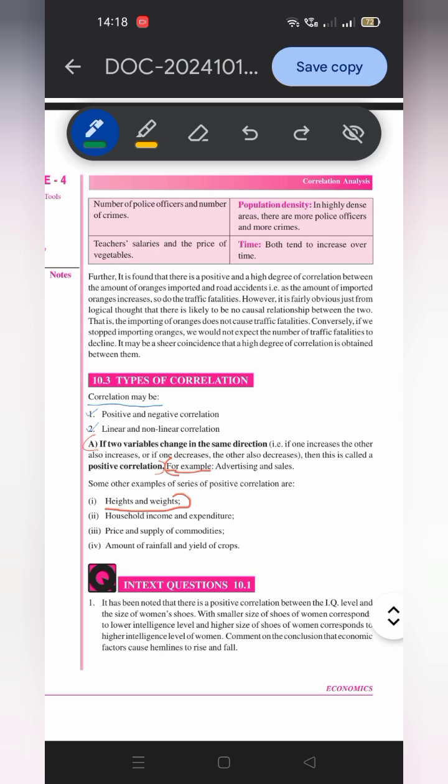Next point, number of police officers and number of crimes. Population density: in highly dense areas, there are more police officers and more crimes. Next point, teachers' salaries and the price of vegetables. Time: both tend to increase over time.